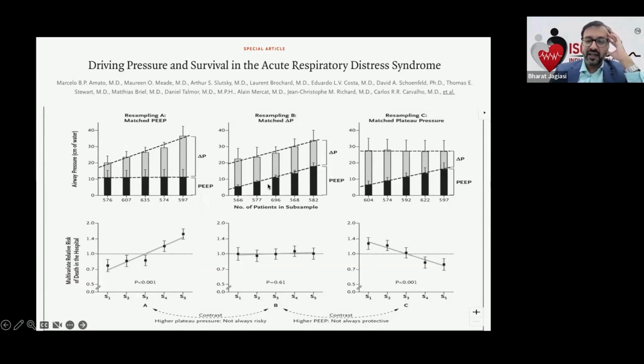Then if you look at the second chart, here, as the plateau pressure goes up, the PEEP has also been increased, and they maintain a constant driving pressure. The difference between the plateau pressure and the PEEP is maintained constant by increasing the PEEP as the plateau pressure goes up, and the mortality remains static. They have tried to control the mortality. And if you look at the third, here the plateau pressure remains constant, but they have increased the PEEP. So overall, the driving pressure has come down and the mortality comes down.